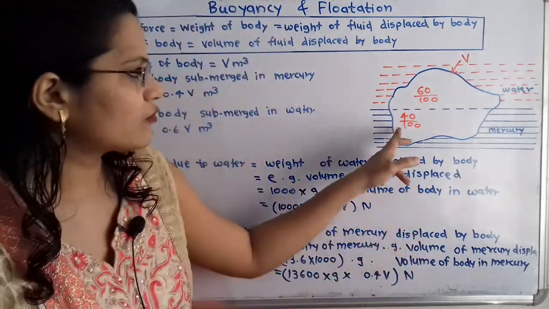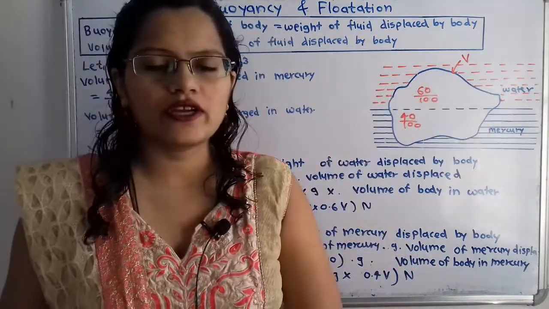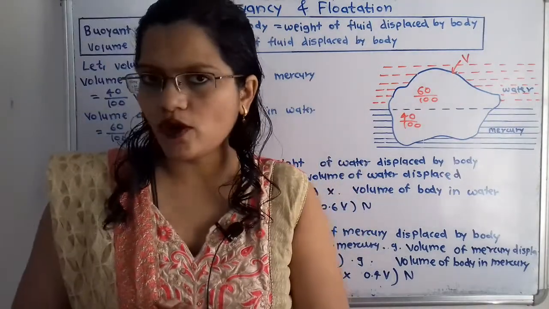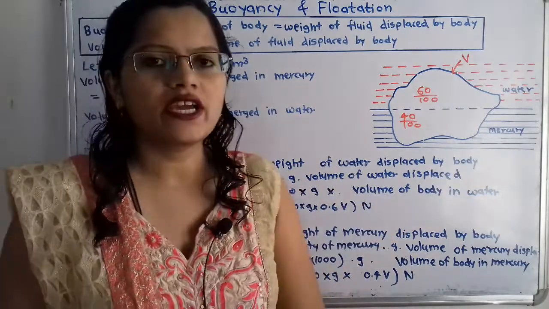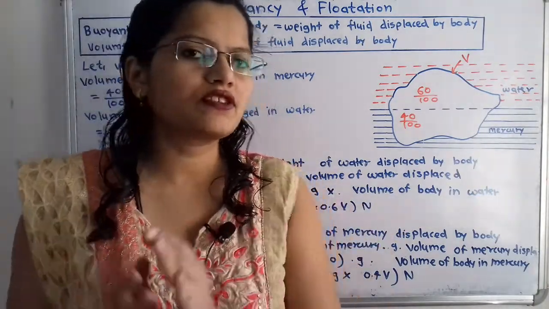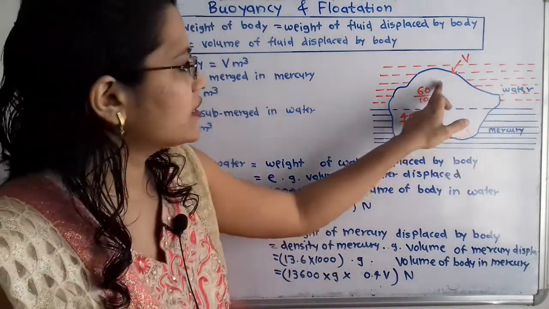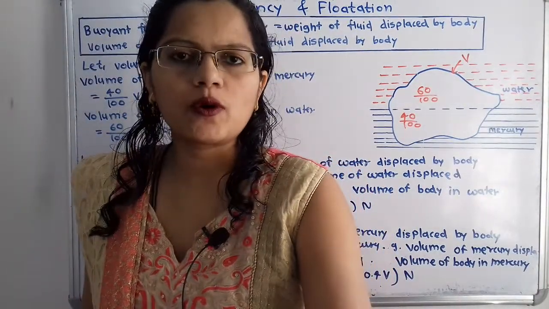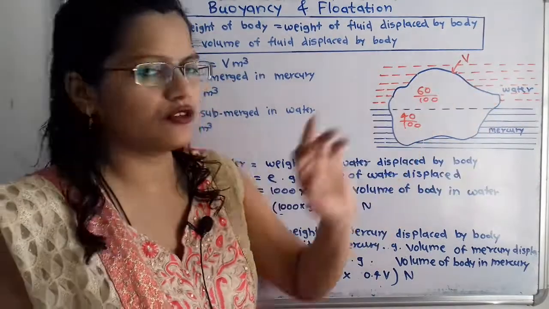Now here we have to draw one metallic body for which 40% of the total volume is in mercury and the remaining 60% of the total volume of body is in water. So we will consider the total volume of body to be V meter cube.